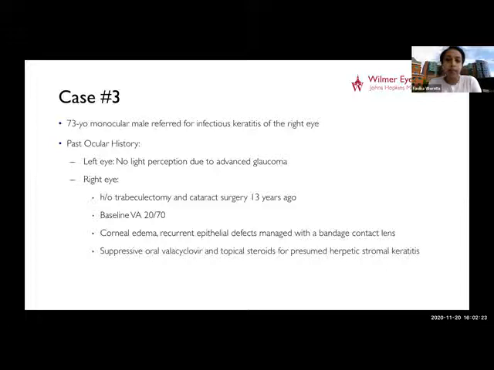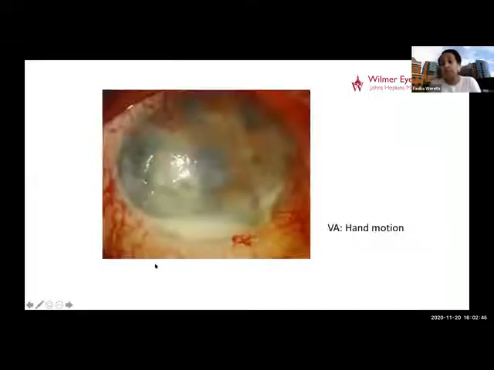And the patient, because of the history of the edema and the epithelial defects, was on intermittent, suppressive dose oral Valtrex, and some topical steroids for a presumed herpetic stromal keratitis. So that was sort of at baseline. And the other eye was gone totally because of advanced glaucoma. So when I saw the patient, this is what he looked like. His vision, unfortunately, was hand motions, again, in the better eye.